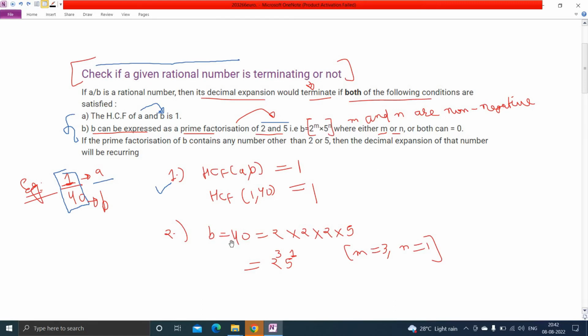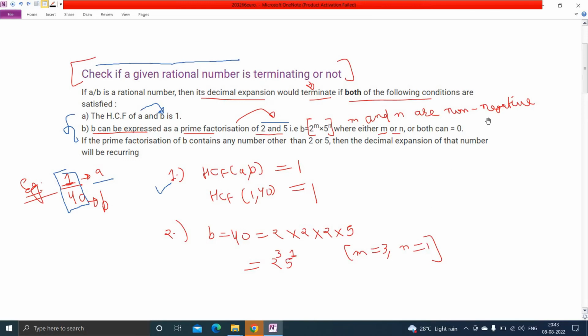So if I factorize this 40 through the LCM method, first I need to divide by 2, so I get 2 | 40, then 2 | 20, then 2 | 10, then I divide with 5. So here I am getting the form 2 to the power 3 and 5 to the power 1. As you can see, this is of the form 2 to the power m, 5 to the power n, where m and n are non-negative integers.